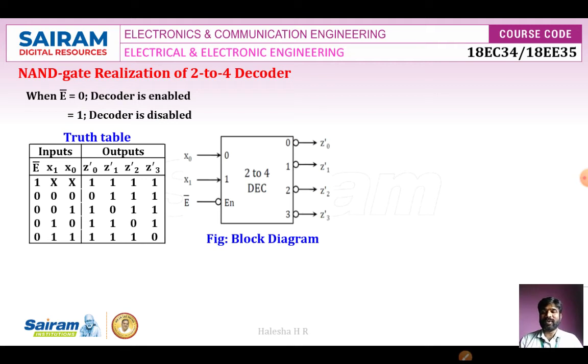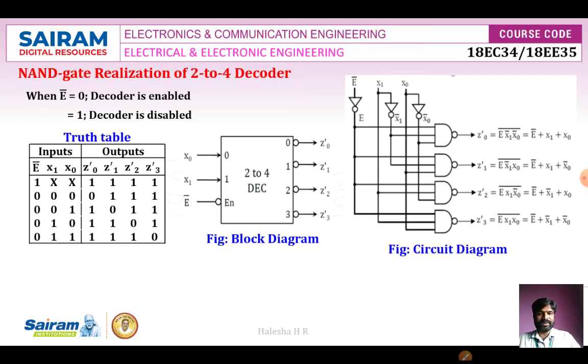In the next 4 rows E bar is 0, that means the decoder is enabled. So based on the values of X1 and X0, it selects the corresponding output. If X1 X0 is 0 0, Z0 dash is 0, remaining all 1. If it is 0 1, Z1 dash is 0, remaining all 1 1.